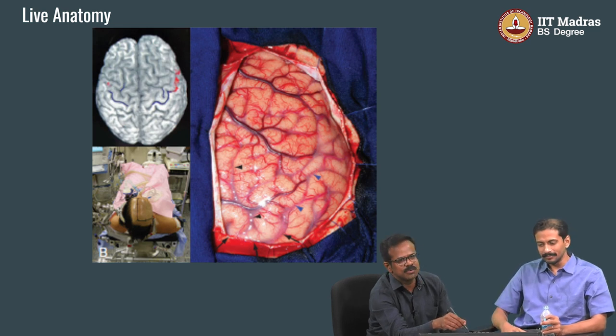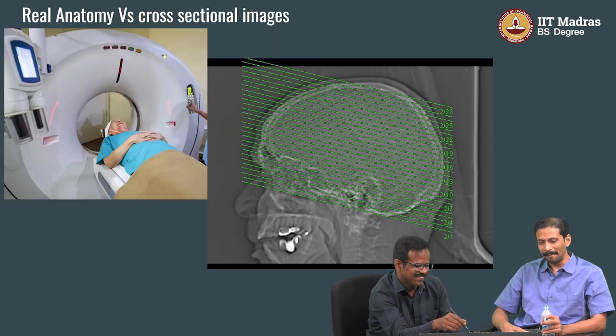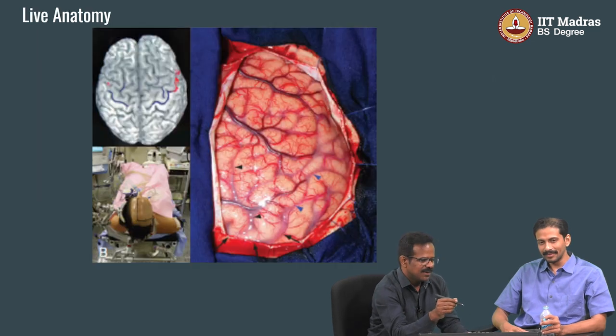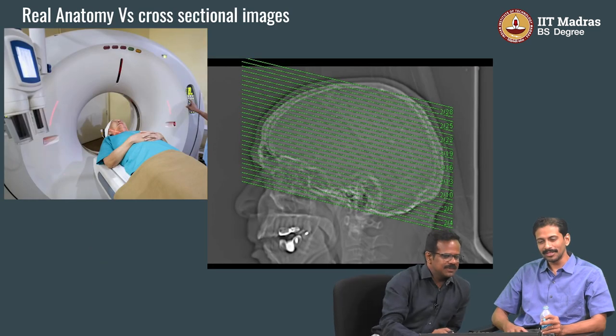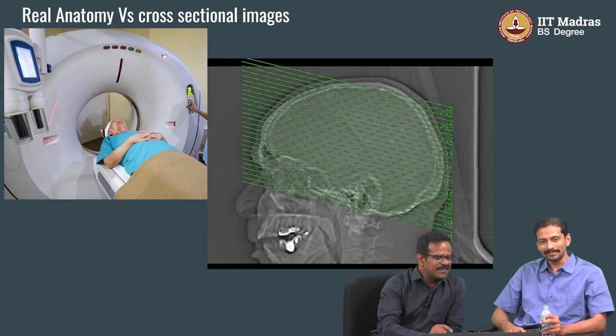This is how it looks. The brain is so important. You have to have a comprehensive view before entering it, because if you enter the wrong street, there is no U-turn to that.